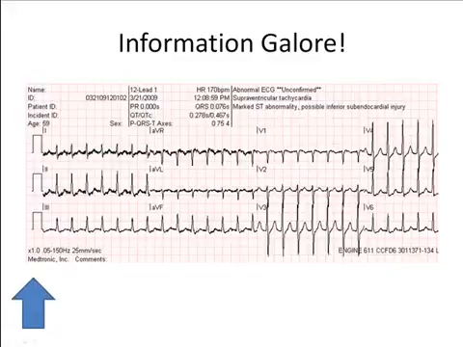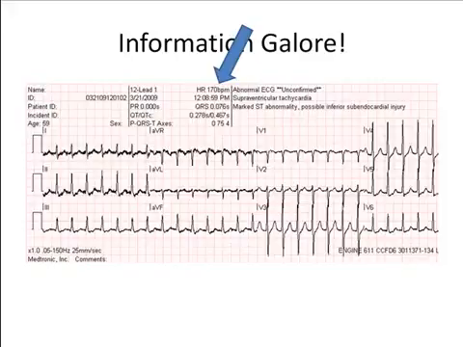Next, scan quickly to see if the calibration or gain is set to 1. This is very important when looking at left ventricular hypertrophy. Next, look at the heart rate. Is it too fast or is it too slow? What is the QRS duration? Normal is less than 0.12 seconds. If it is 0.12 seconds or greater, look for a bundle branch block at lead V1.